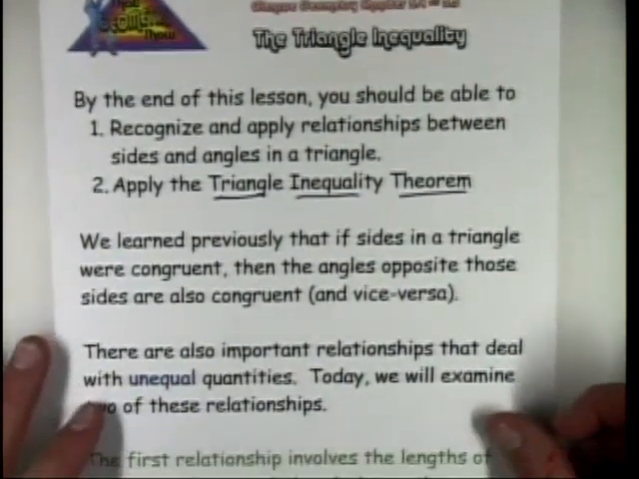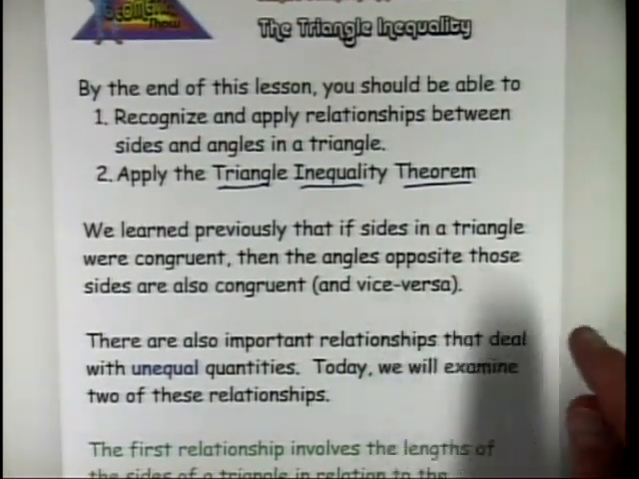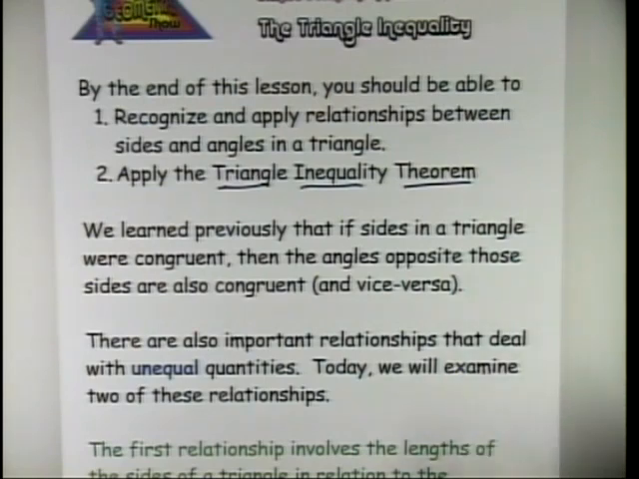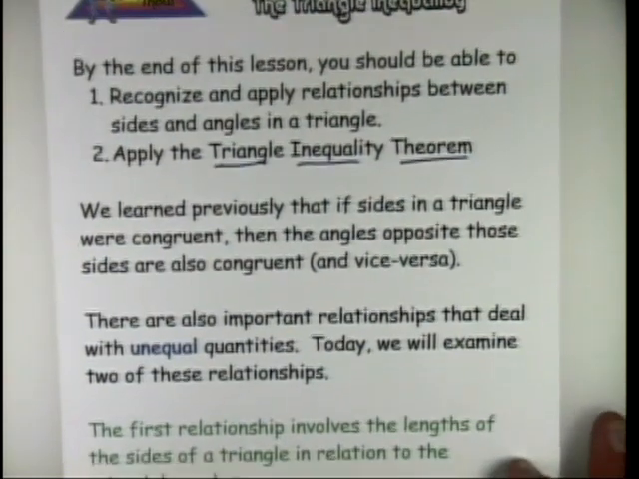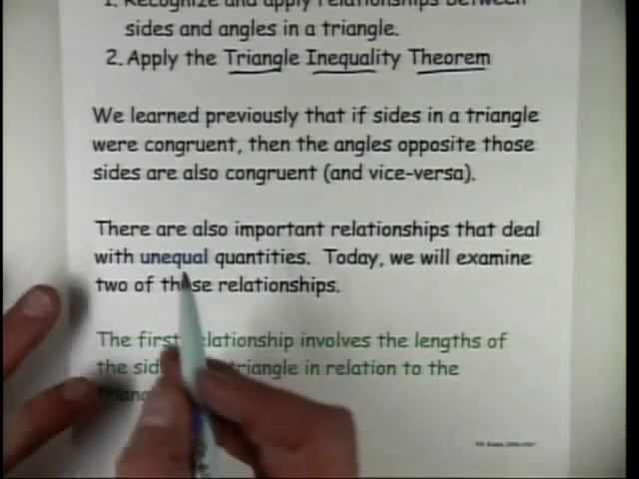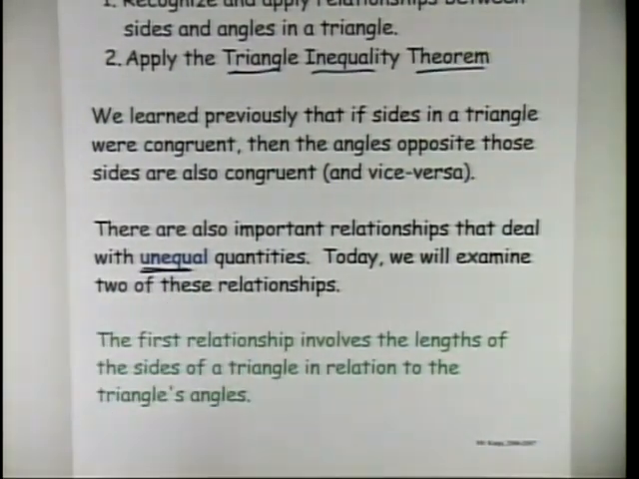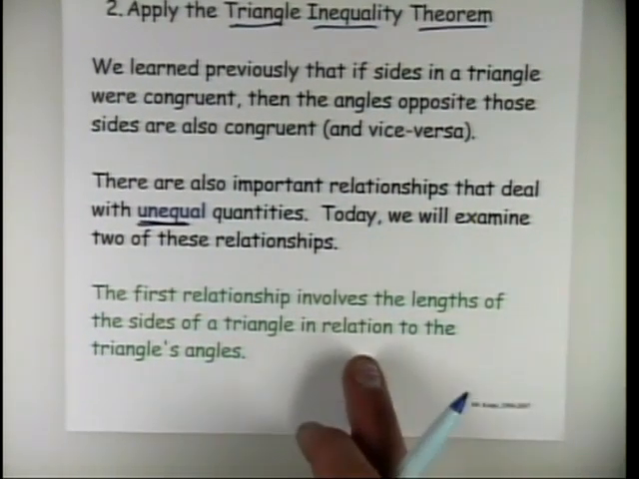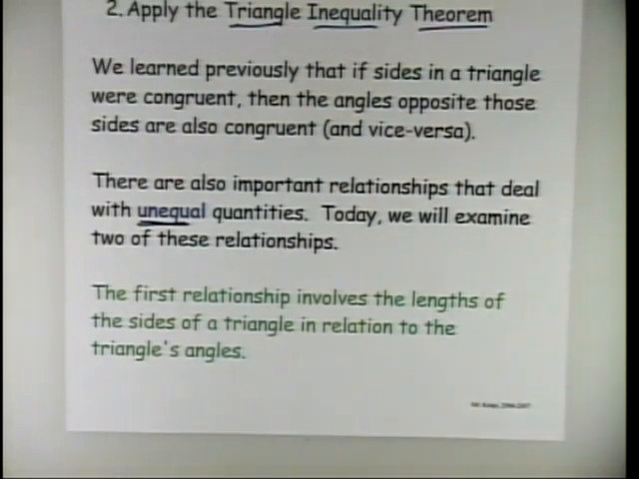Now, we learned previously on another episode that if sides in a triangle were congruent, then the angles that are opposite those sides are also congruent and vice versa. So we've been working with congruent triangles, which means equal measures up to now. Well, there are also important relationships that deal with unequal or non-congruent quantities. And today we're going to examine two of those important relationships. The first relationship involves the lengths of the sides of a triangle in relation to the triangle's angles.